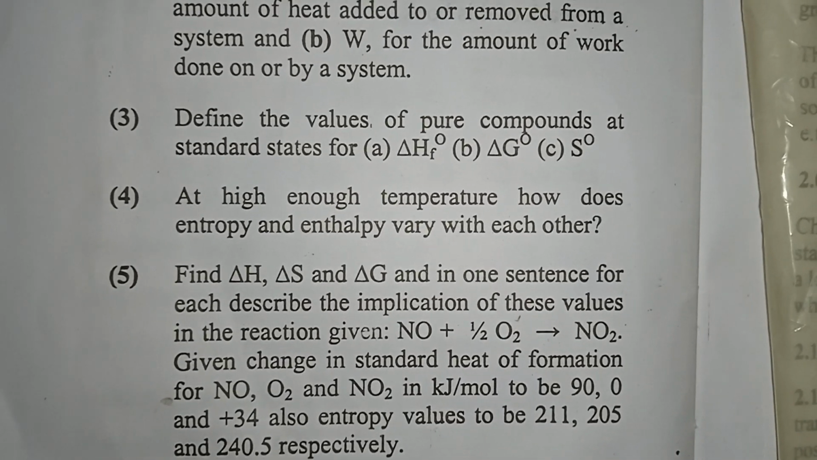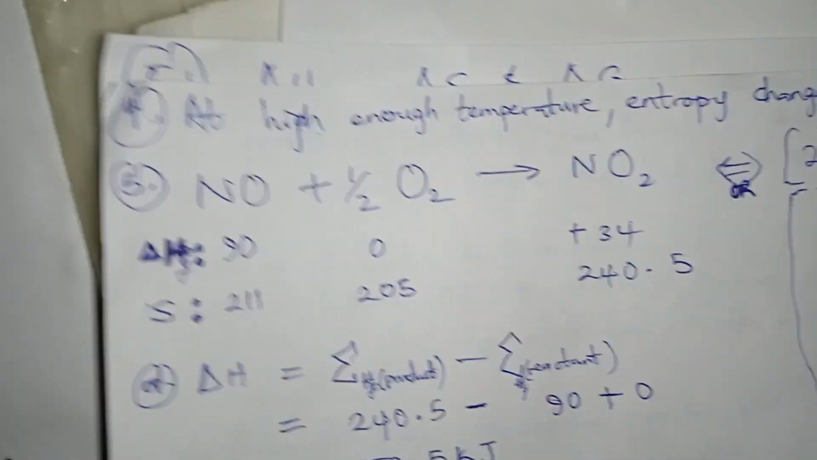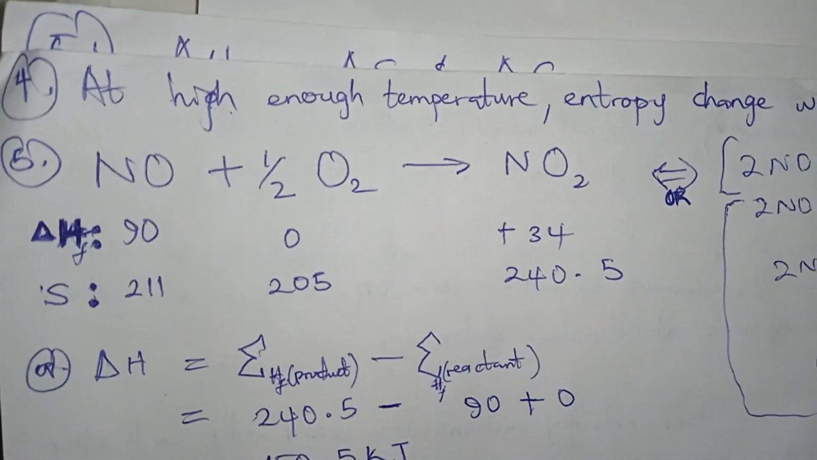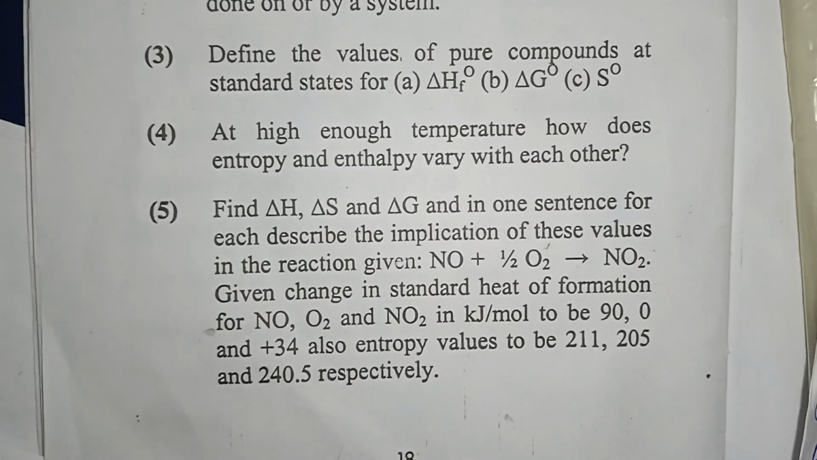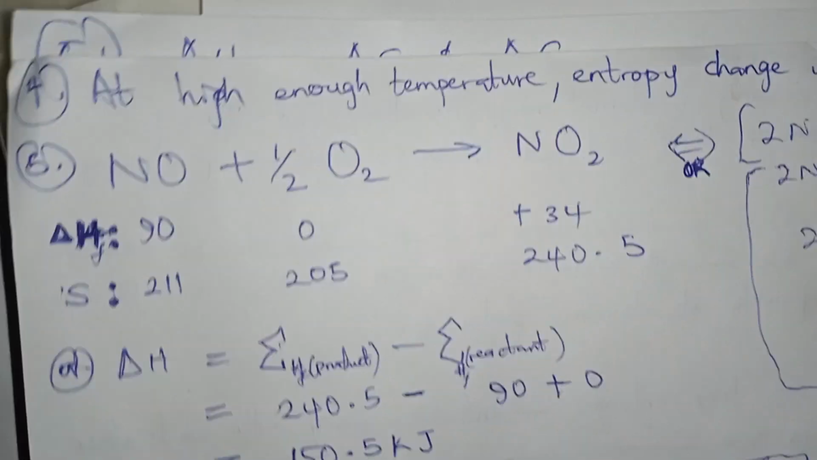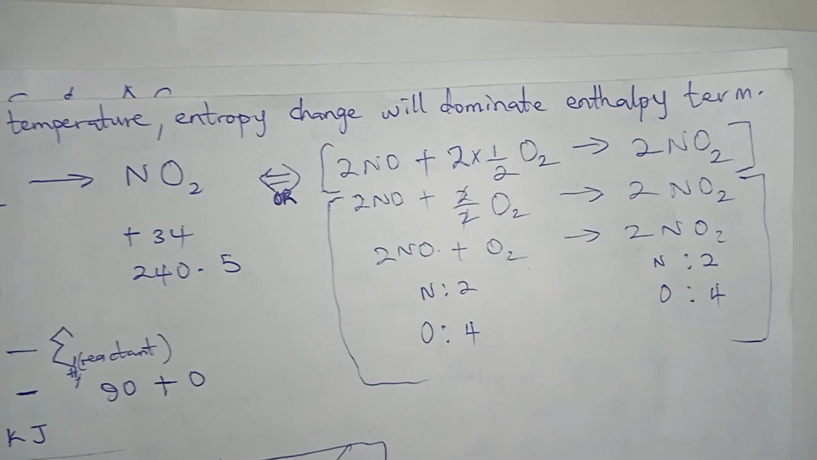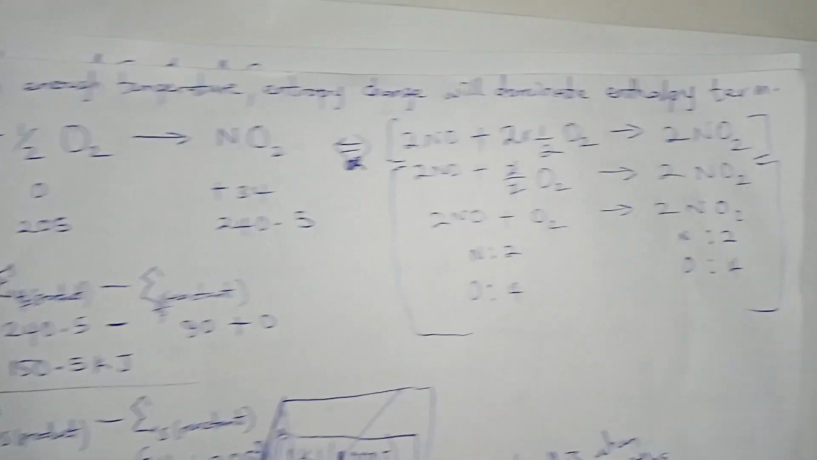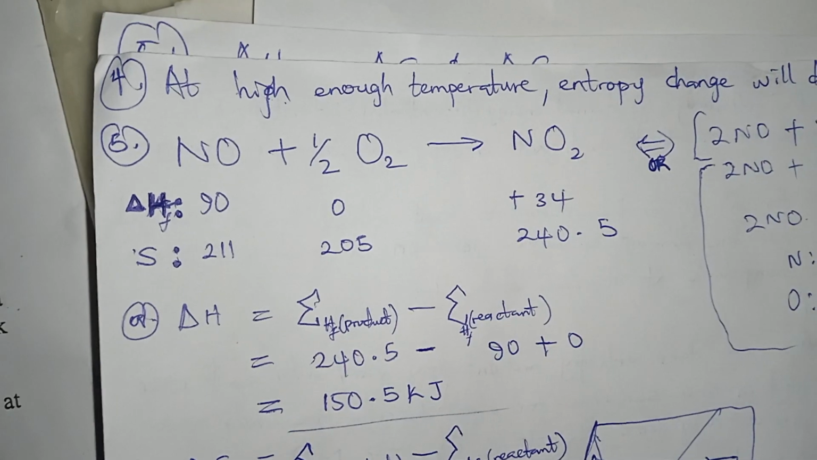So solving this question, I'll have that this is the given value. NO plus half O2, looking at it. And I'm given values for the entropy and the enthalpy. Solving this, I can still balance the equation in another way. The one given is balanced, but I can still balance it this way if it's confusing you. So if I've balanced it, they said I should find the enthalpy change.